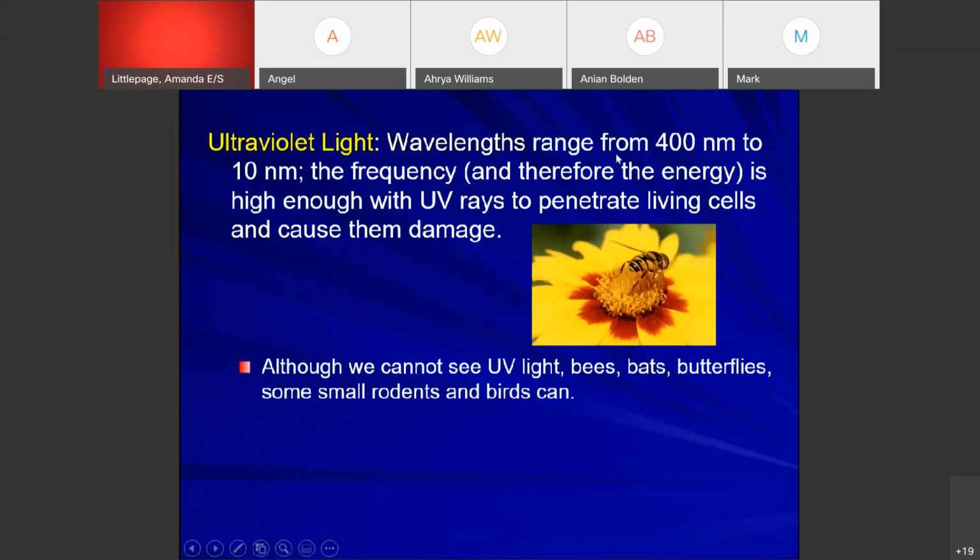Other animals can see UV light. So interestingly enough, bees, bats, and some other animals can see it. Humans cannot, but that's how they navigate to flowers. They can use that to kind of figure out where they're going.